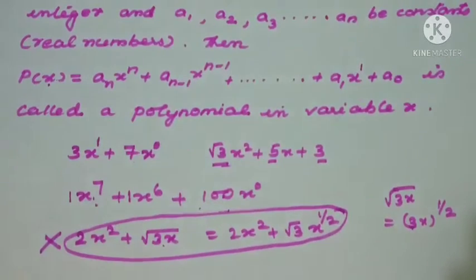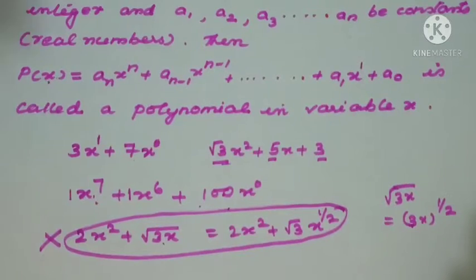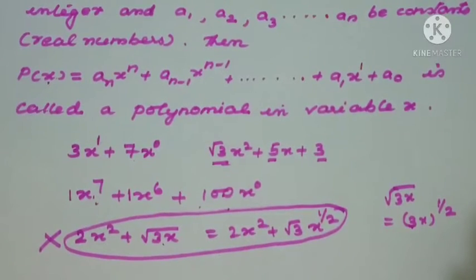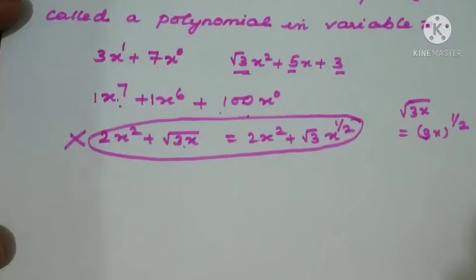It is wrong. Clear? Because the power of the x is not a whole number. So what is the conclusion we are making here? It is not a polynomial.